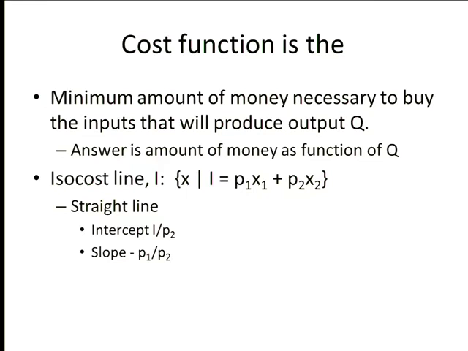Isocost lines we drew last time, right? The set of all input bundles that cost the same. X is an input bundle, and all of the x's for x1 and x2 cost I is another definition of isocost line. Just a straight line. It's the same thing as a budget constraint.